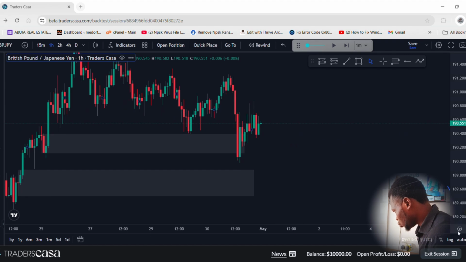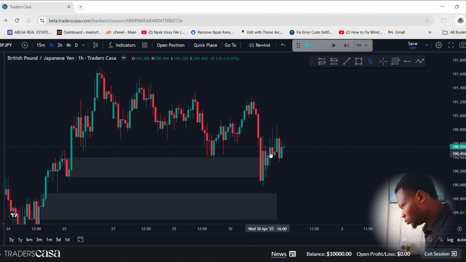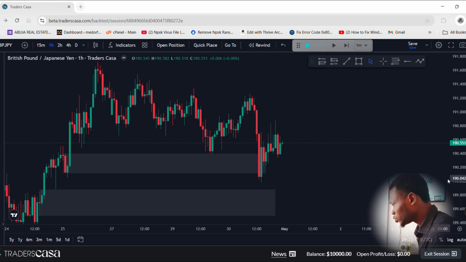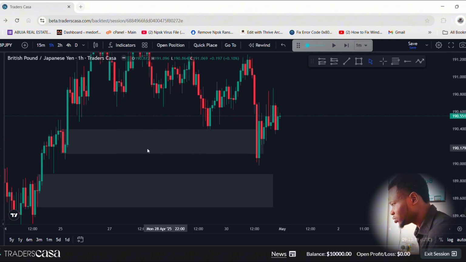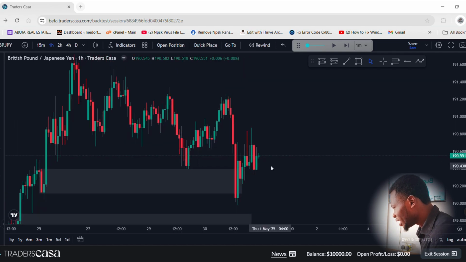So here we have price. Let's quickly take this out. So here we have price reacted here, right? Let's pay attention very well. So price has already filled the imbalance here. The imbalance here has been filled, right? This imbalance has been filled with this weak candle. So let's see what price does.